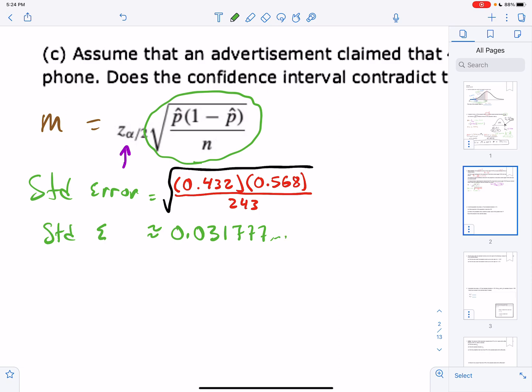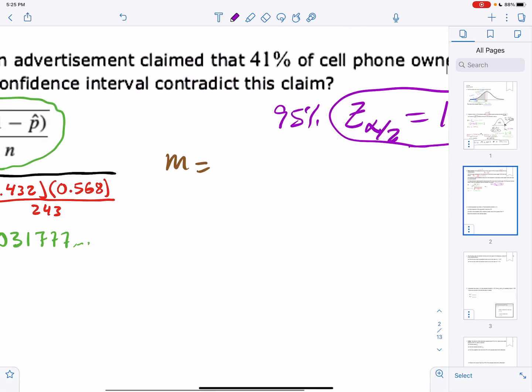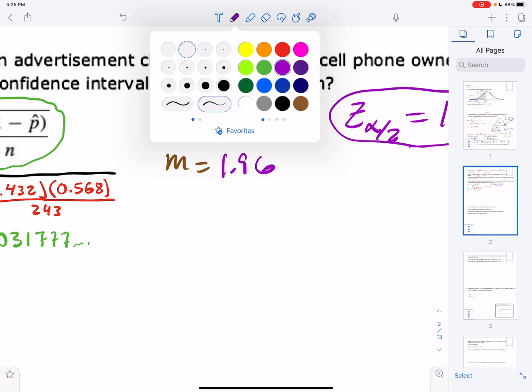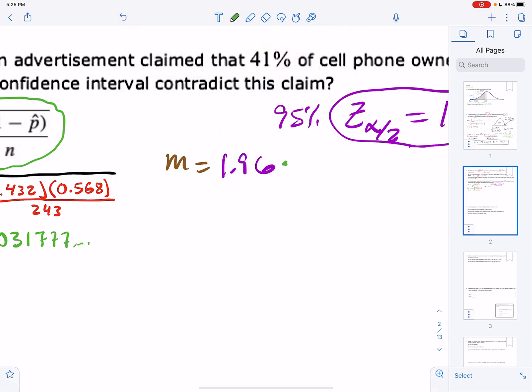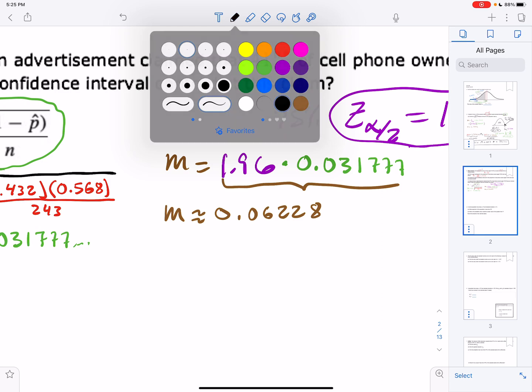Anyhow, let's go ahead and get our margin of error. I think we can do our margin of error over here, trying to save some space. Margin of error is going to be the critical value. We found the critical value to be 1.96, and then multiplied by the standard error. That standard error happened to be 0.031777. Go ahead and multiply that, and we get a margin of error of approximately 0.06228.